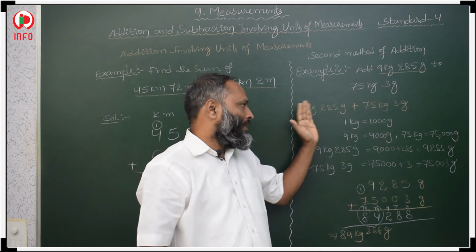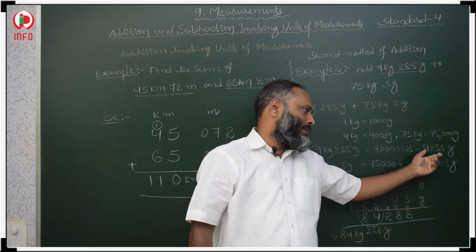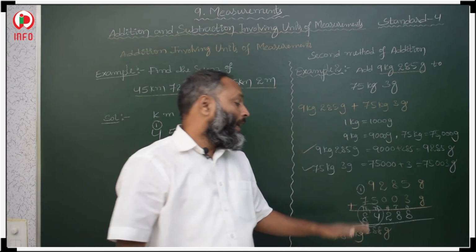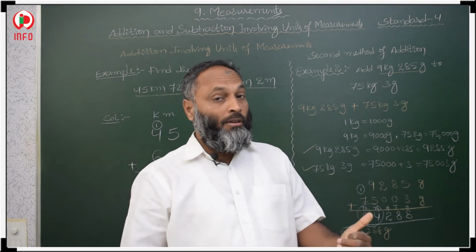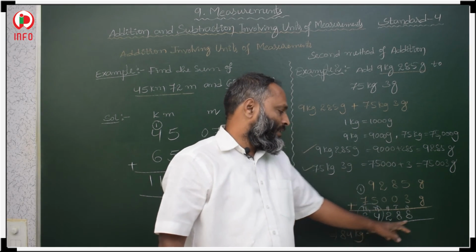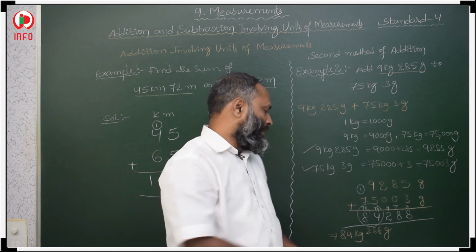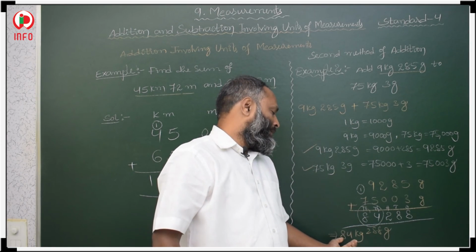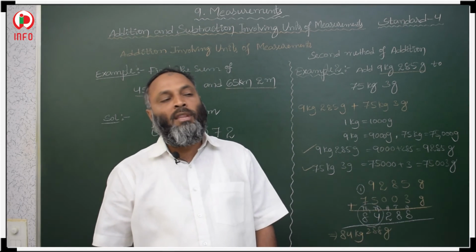So in the second method, what to do? Kgs and grams we should convert into grams, and after that we add the grams. After adding the grams, again we should convert into kilograms and grams. How? Ones, tens, hundreds: these three places are gram places, and thousands and ten-thousands places are kilograms. It means 84 kilograms 288 grams. Okay? Okay, students.